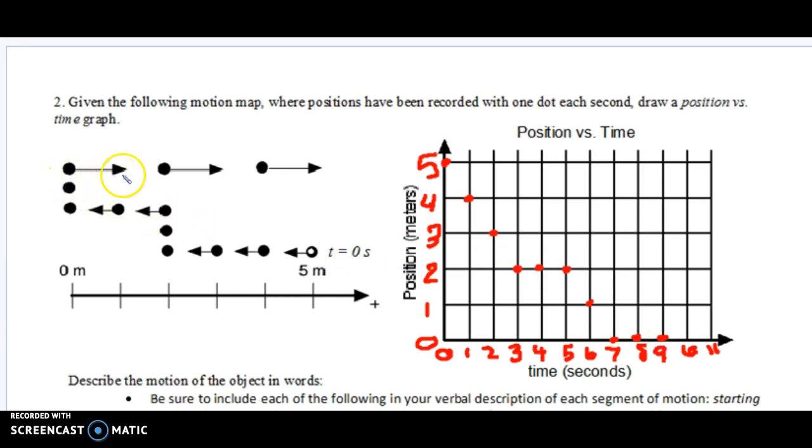And then it changes directions, and it goes to position 2. So at 10 seconds, it's at position 2. And 11 seconds, it's at position 4.